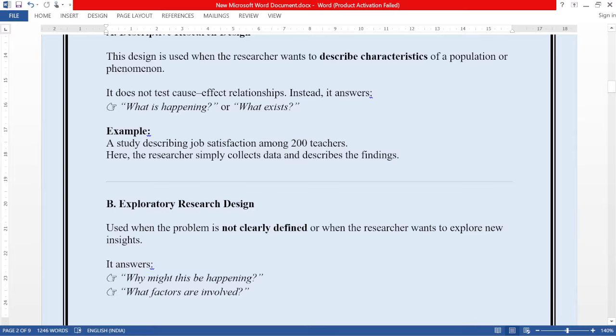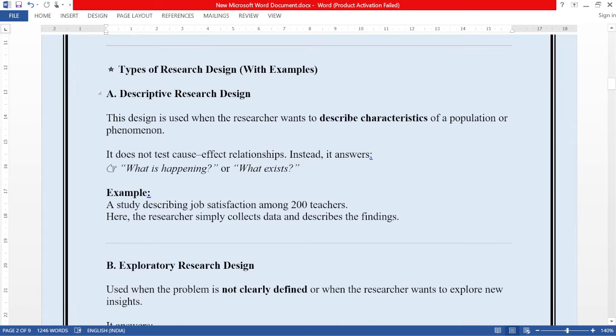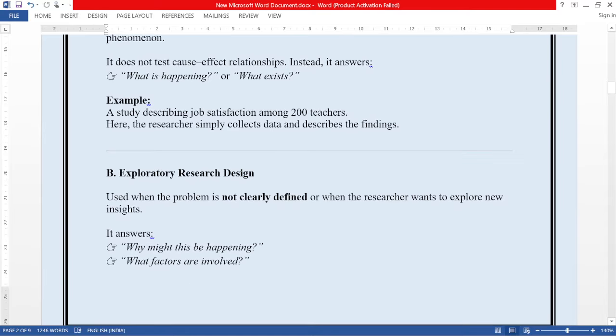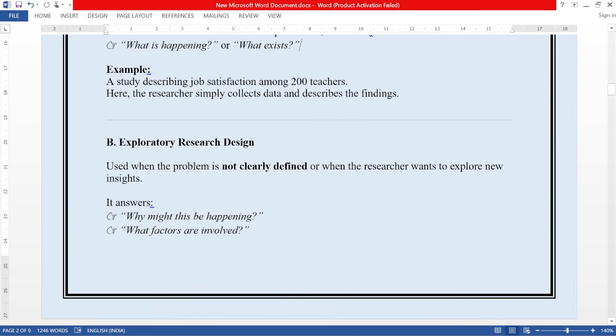So in descriptive research design, it explains the characteristics of a population. That's why it is called descriptive research design. It does not study cause-effect relationship. It only describes the characteristic of a variable.